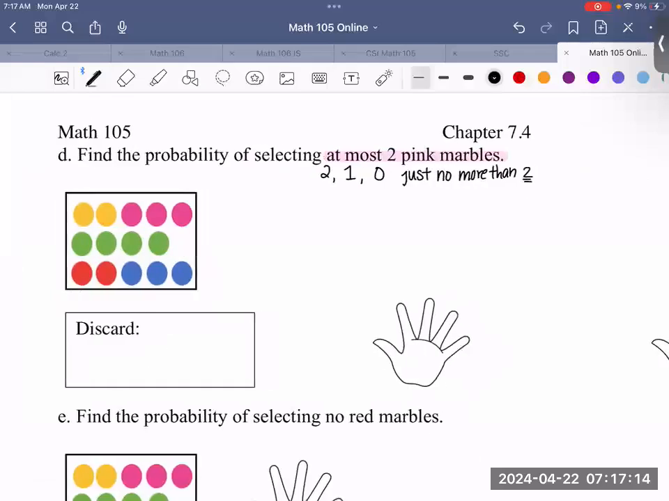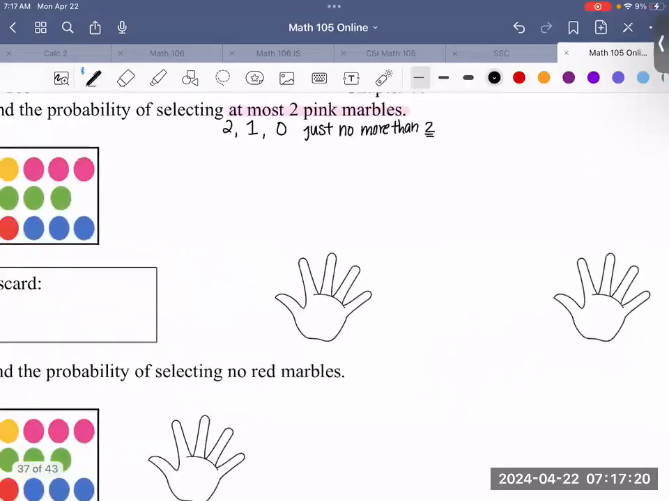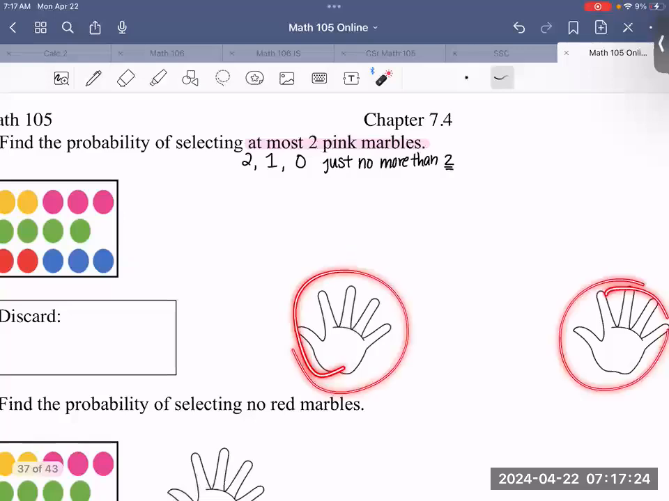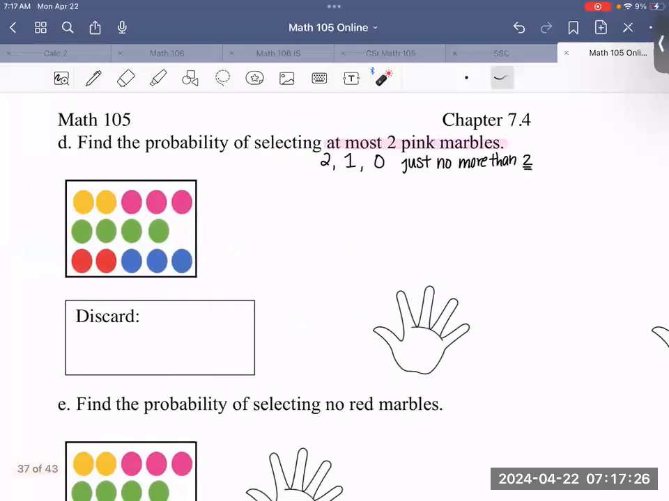Sorry if you can hear some noise in my background. Okay, now there are 2 ways of doing this. Okay, let's see. Oh, I erased one of my hands. Gonna have to draw a hand.